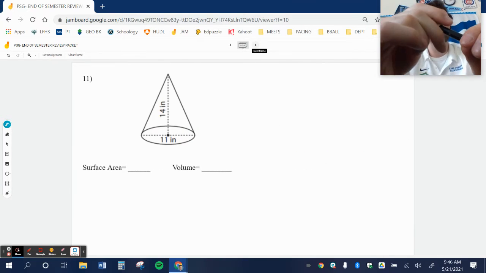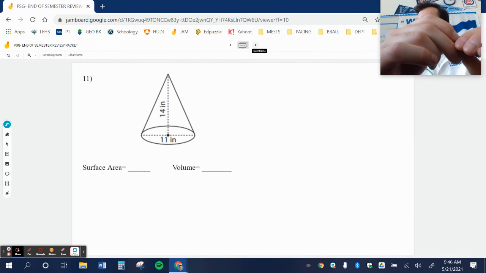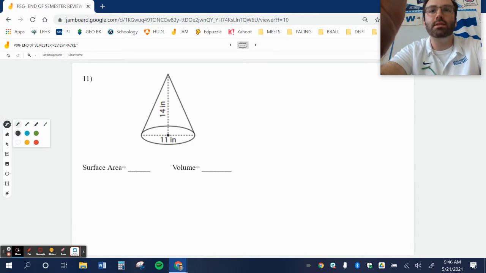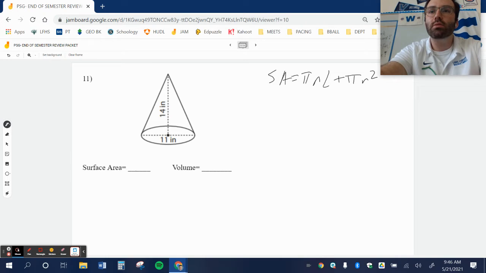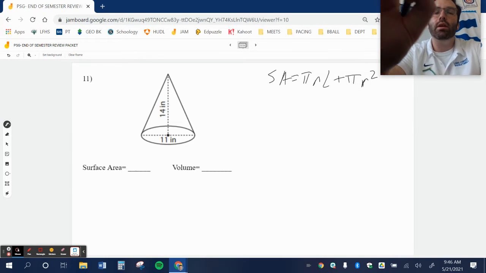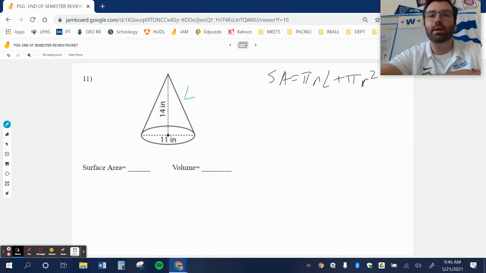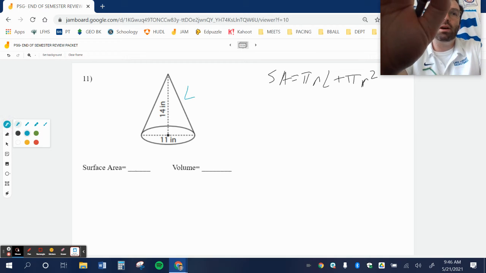Now let's go on to the next one. Surface area of a cone. But before I do the surface area of a cone, surface area of a cone is pi r l plus pi r squared. All right. So define the L. L is our slant height, remember. This is our L right here. That means I need to use the Pythagorean theorem to find L.